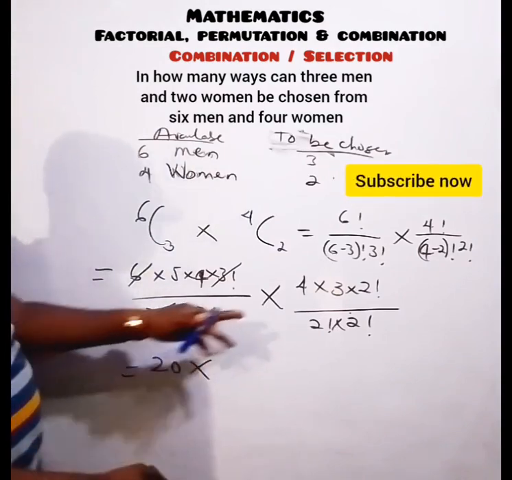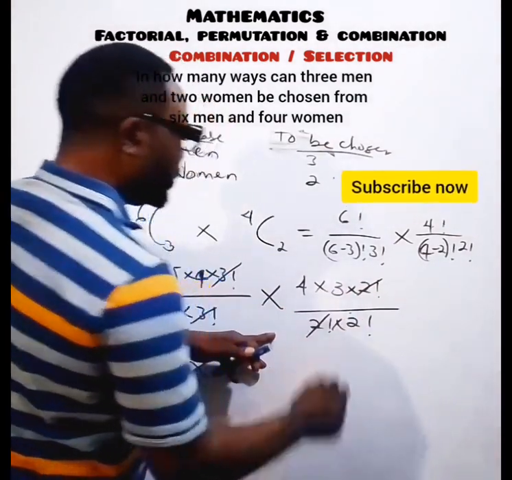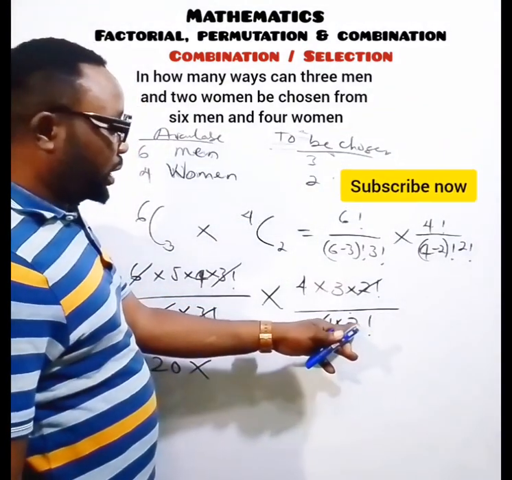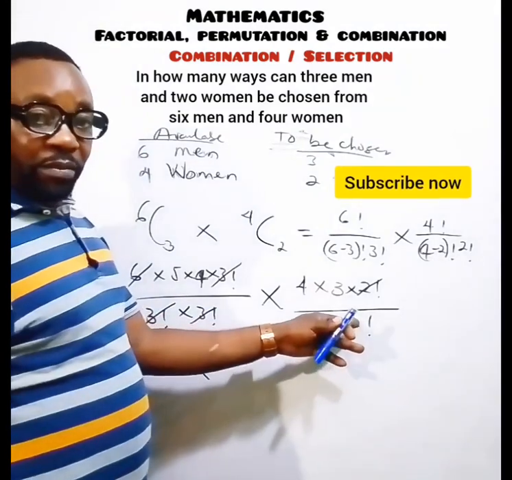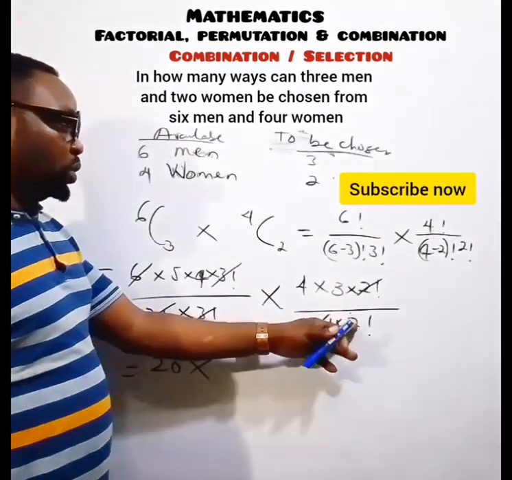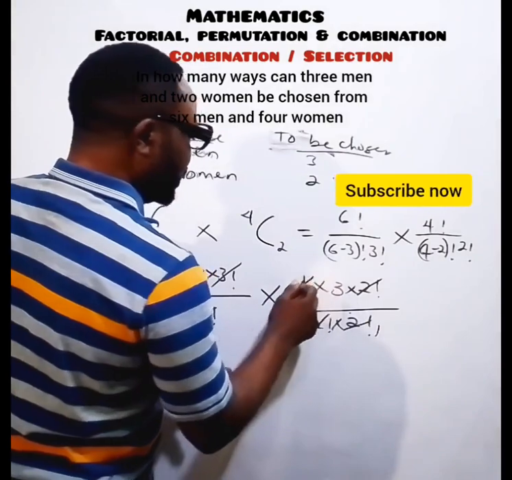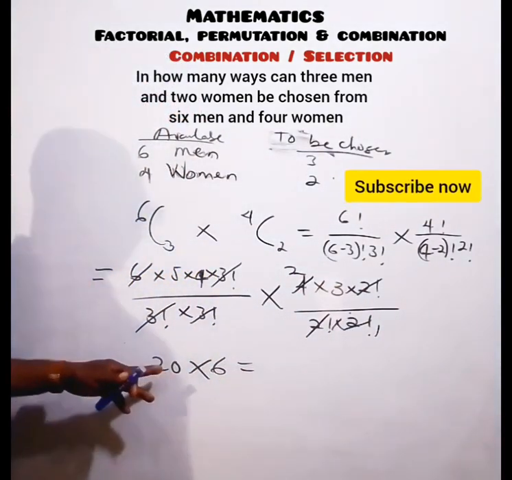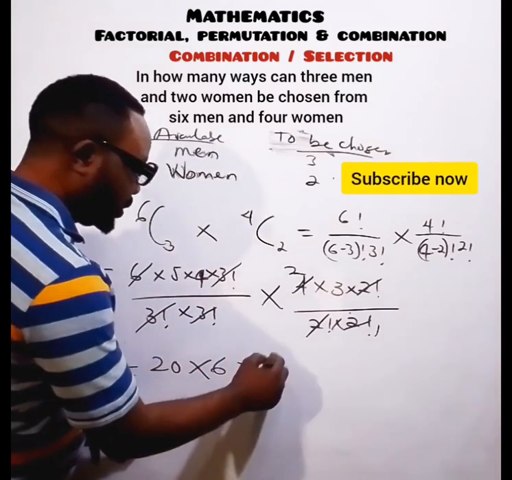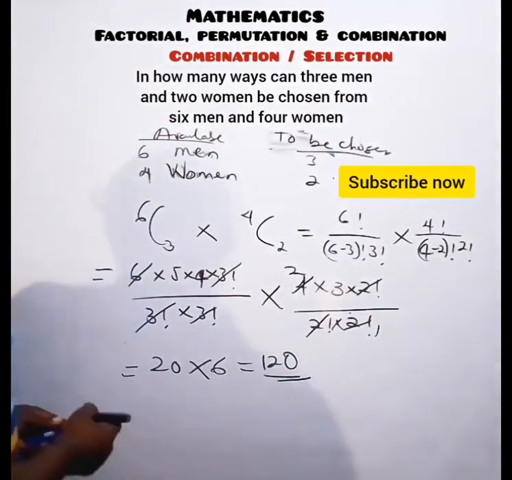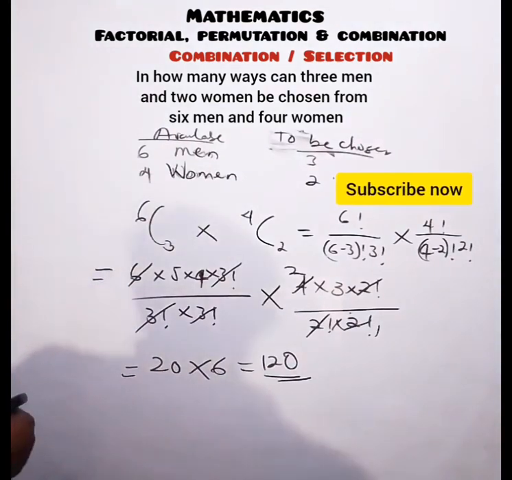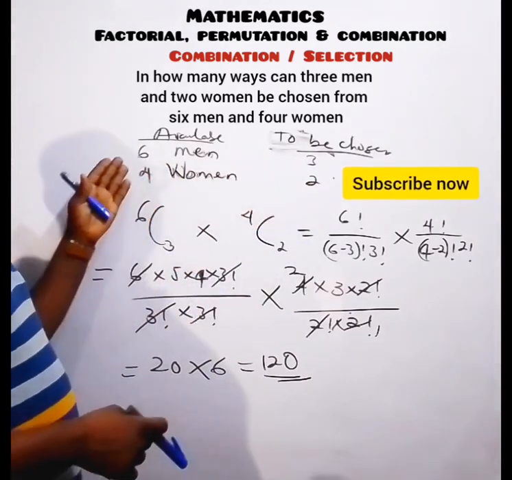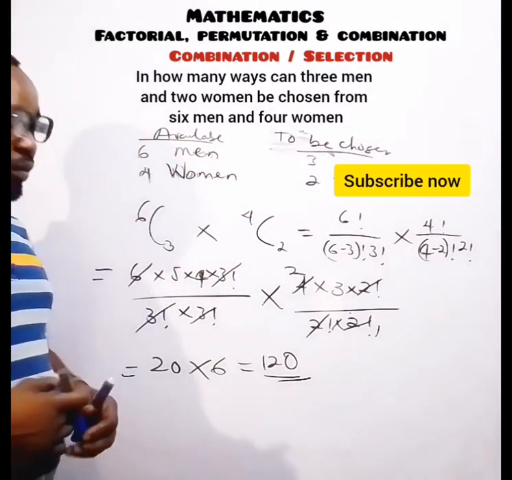20 multiplication sign. Here we are having 2 factorial at the denominator left. So 2 factorial means 2 times 1, that's 2. 2 in 4 is 2, so 2 times 3 here will give us 6. So we are going to have 20 multiplied by 6, which will give us 120 ways. 120 ways by which we can choose 3 men and 2 women from 6 men and 4 women.